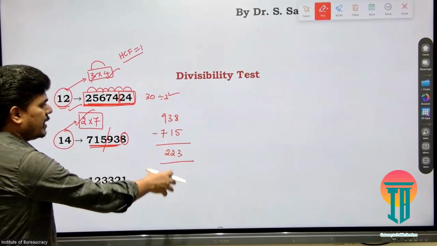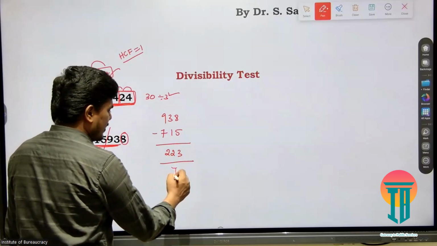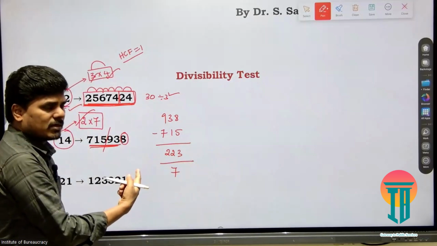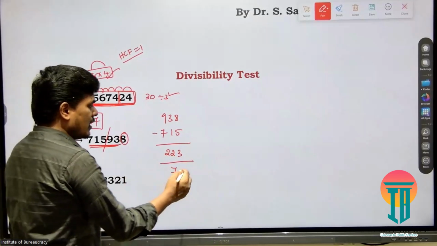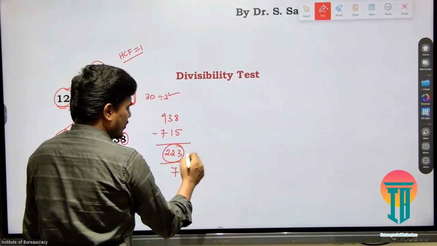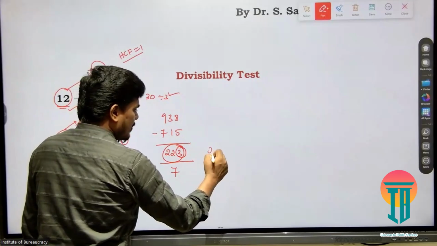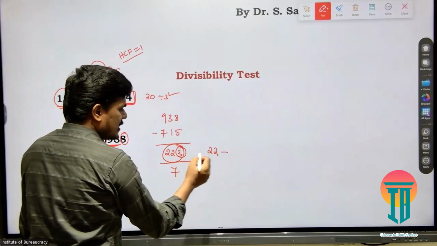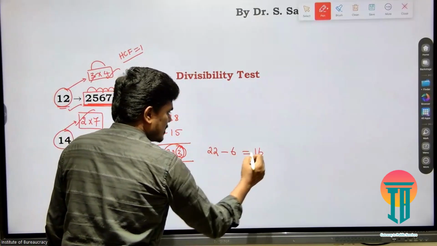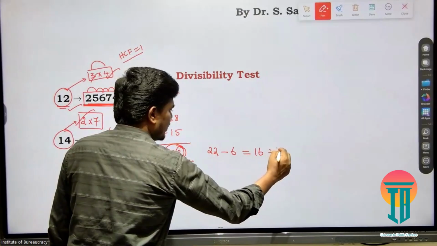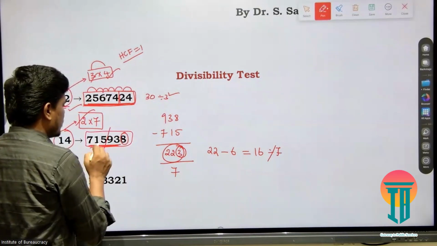So now this 223, whether it is divisible by 7 or not. How to check it? Either you can divide by 7, and if there is a remainder, then it is not divisible. If the remainder becomes 0, then it is divisible by 7. Or else there is another shortcut for a simple number like this. You take the last digit, keep the remaining number as it is, and multiply the last digit by 2, which becomes 6. 22 minus 6 is 16. 16 is not divisible by 7. Therefore, the entire number is not divisible by 7.